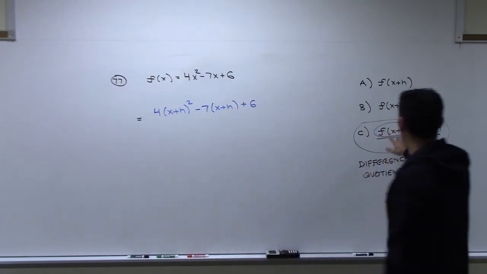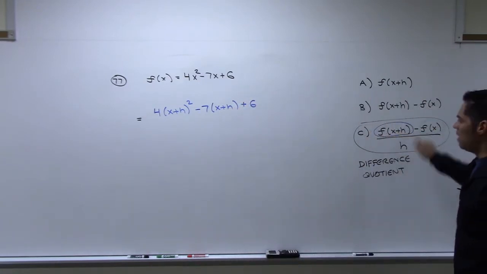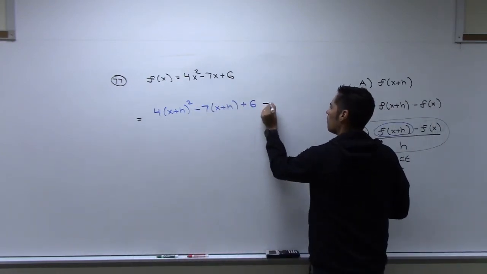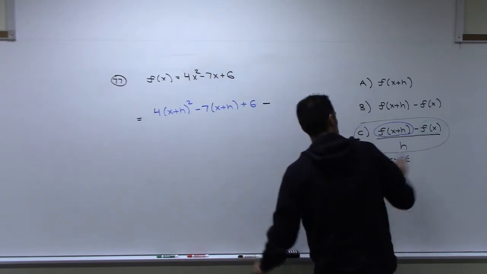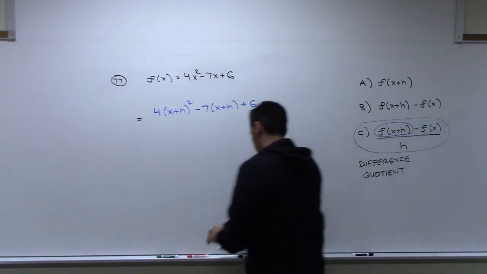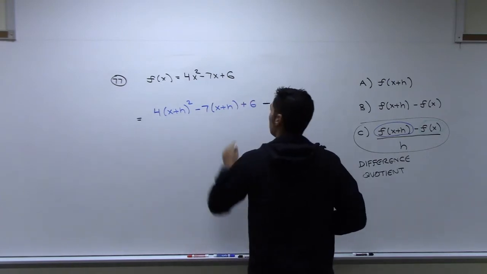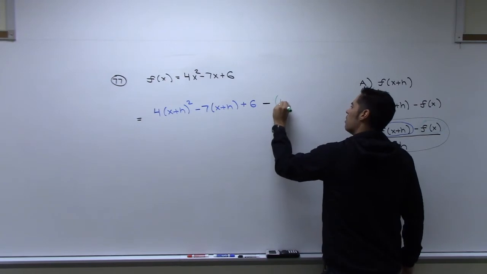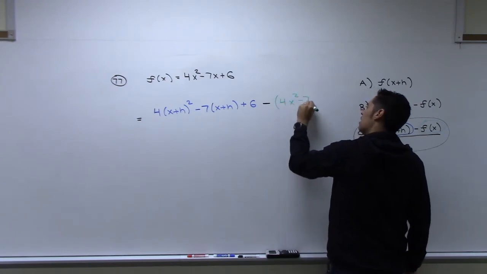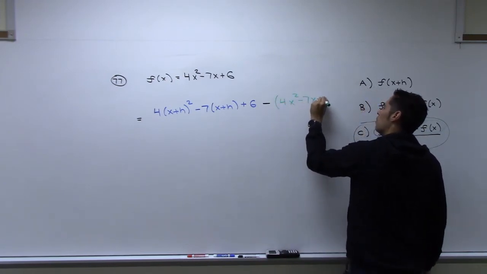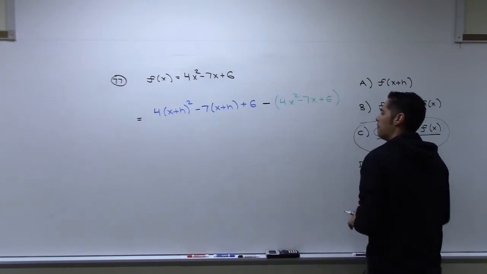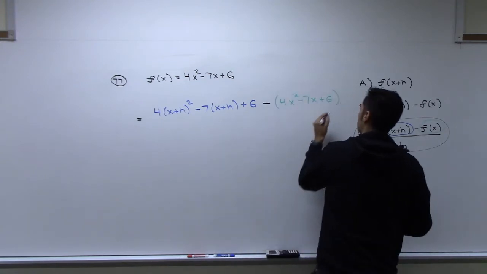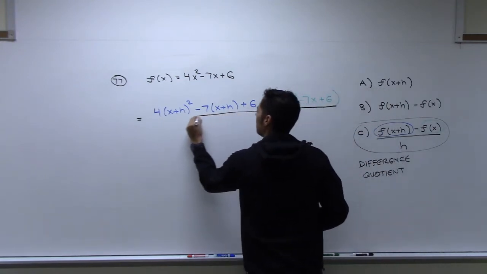So I'm done with this top left corner. Now minus. And then I need this part in green. And the part in green is just f of x, which is just rewrite that. However, because I have more than one term, I need it in parentheses. That way that minus sign will distribute. Then I take the whole thing and divide it by h.